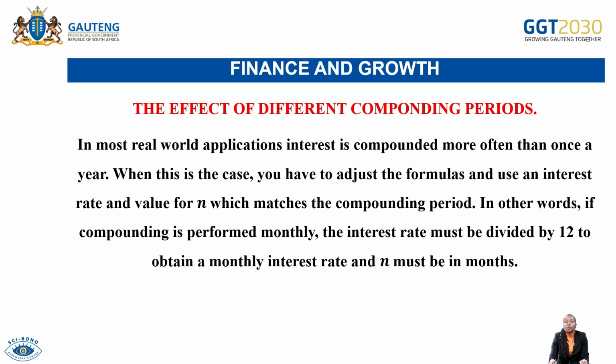Okay, so the effects of different compounding periods. In most real world applications, interest is compounded more often than once a year. When this is the case, you have to adjust the formulas and use an interest rate and a value for n which matches the compounding period. In other words, if compounding is performed monthly, the interest rate must be divided by 12 to obtain a monthly interest rate, and n must be in months as well.